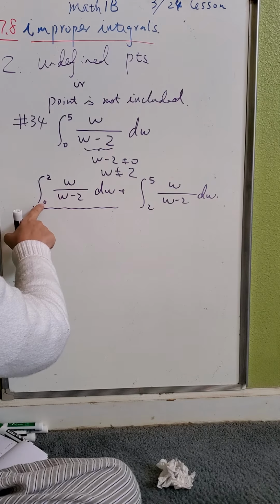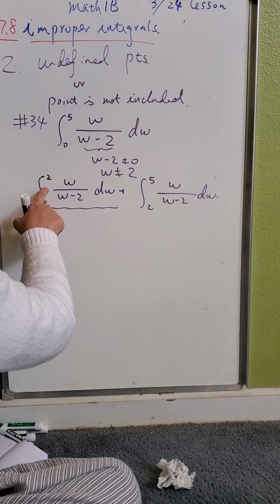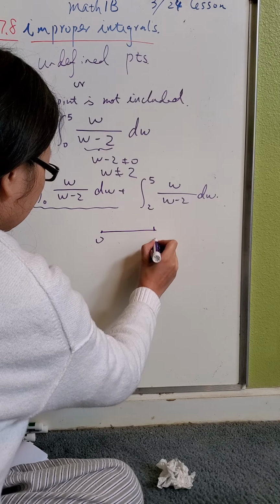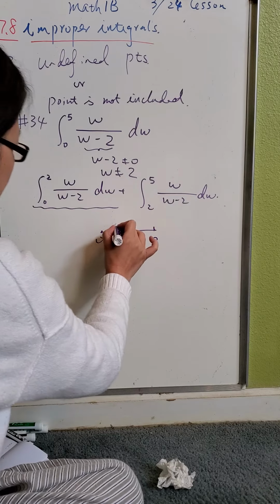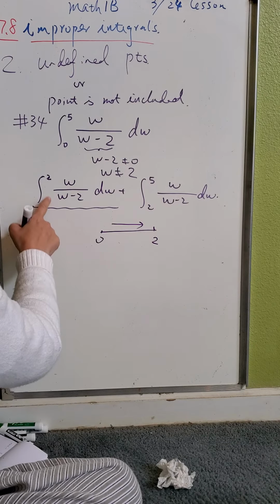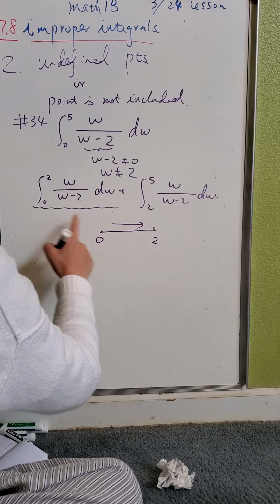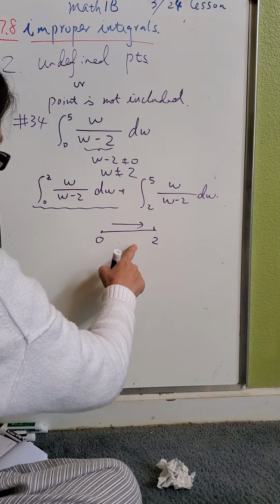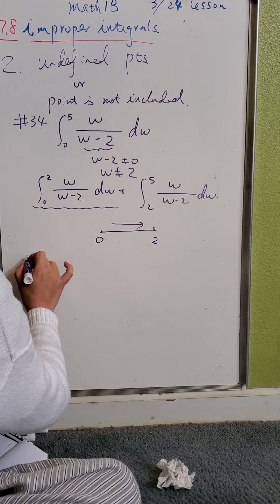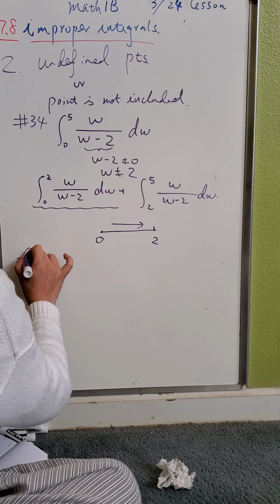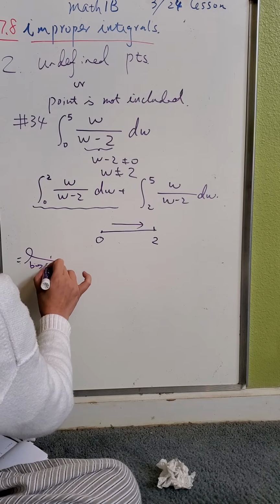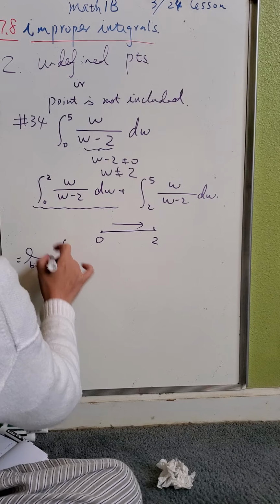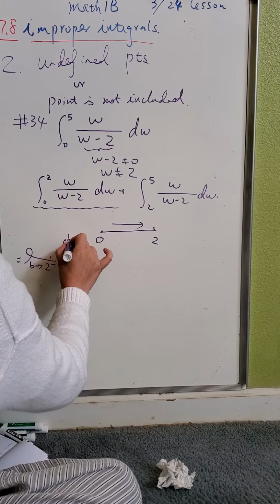So I look at it. W cannot become 2, so from 0 to 2, you're always approaching like this. You're going from 0 to 2, therefore you are going to 2 from the negative side. B will go to 2 from the negative side, so that becomes B approaching 2 from the minus side, because this is the one causing the undefined. So that one has to be replaced by B.